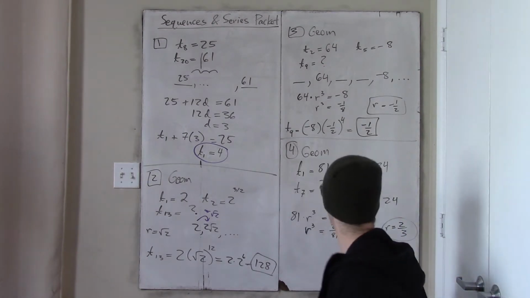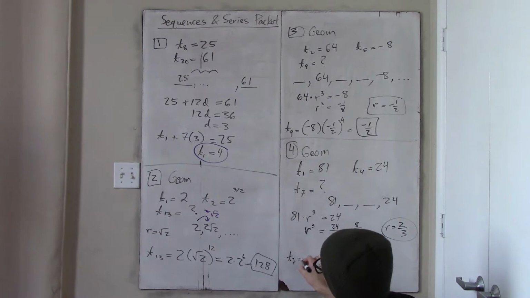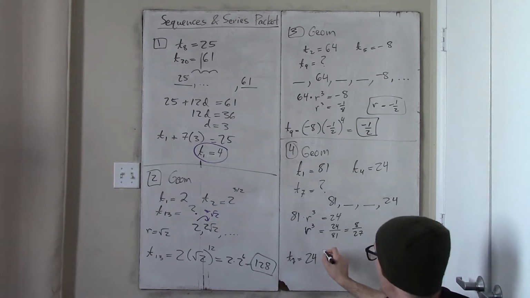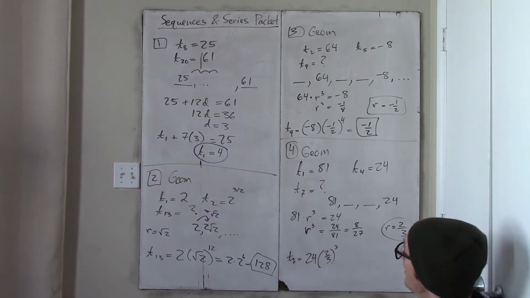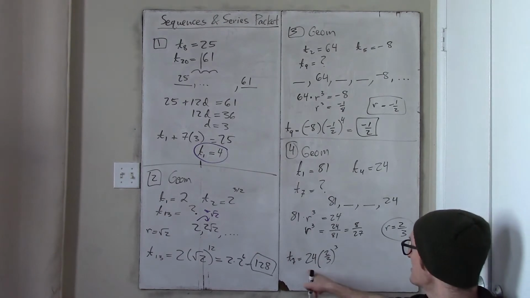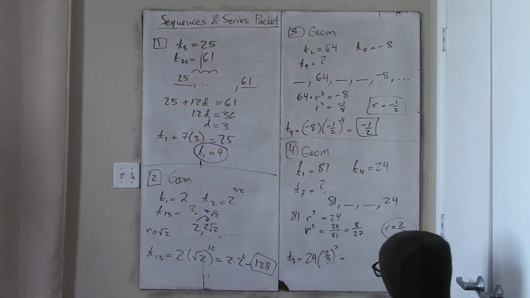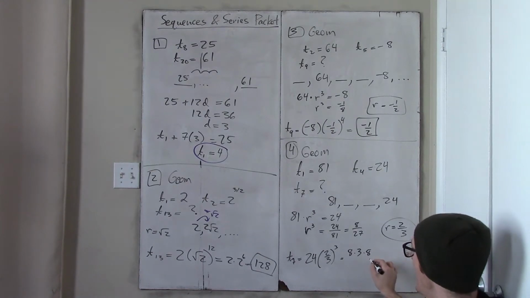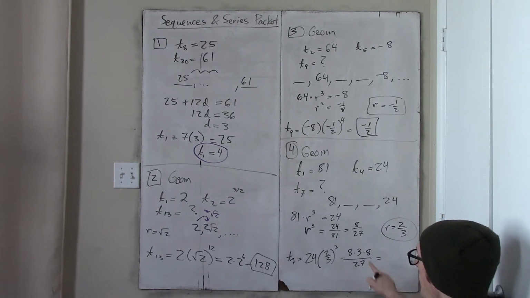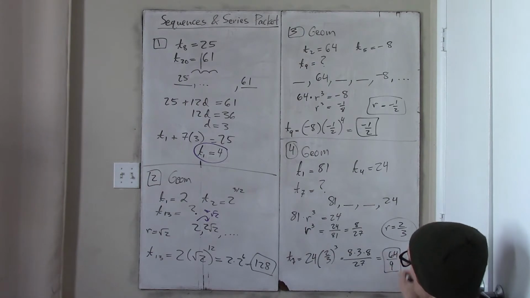And now once I know that r is 2/3, then what's the seventh term? Well, the seventh term is just the fourth term, which is 24, times 2/3 to the third power. So if you multiply the fourth term by r 3 more times, you get the seventh term. So okay, now I'm going to figure out what this is. 24 is 8 times 3, and then that's another 8 in the top, and basically 27 in the bottom. So I think that becomes 64 over 9. So that's how you do these kinds of problems.